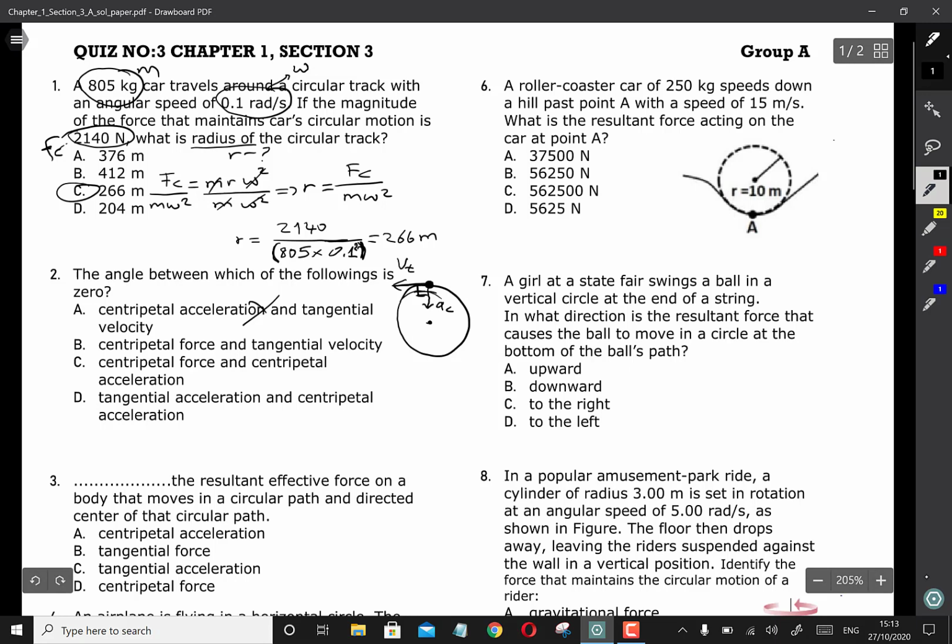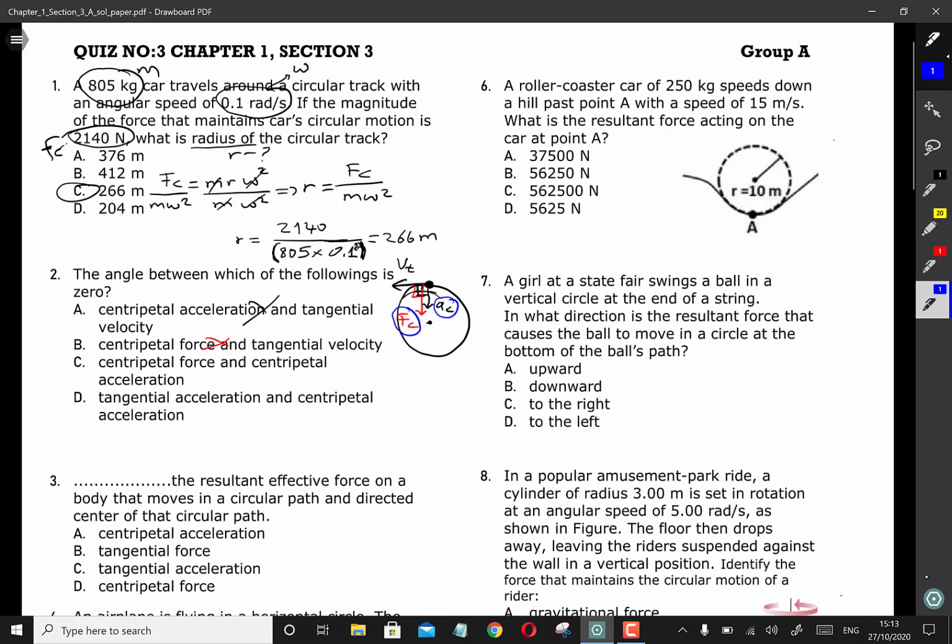Centripetal force and tangential velocity. Tangential velocity is Vt. Centripetal force is towards the center. Let me show it with another color. Centripetal force Fc is towards the center. This angle is again 90, not 0. B is not correct. Centripetal force and centripetal acceleration. Yes, as you see, centripetal force Fc and centripetal acceleration AC are in the same direction, which means the angle between these two is 0.